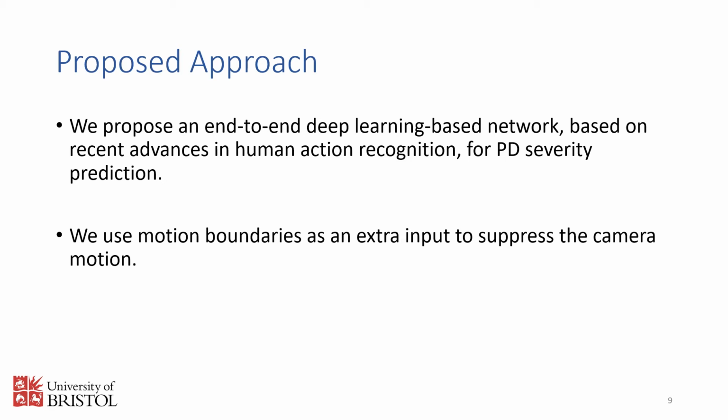We also used an extra input modality called motion boundary to suppress the influence of camera motion, which is very common in real-world video data. We used motion boundary along with other input modalities like RGB and optical flow in a multi-stream deep learning configuration to improve the performance of our model.